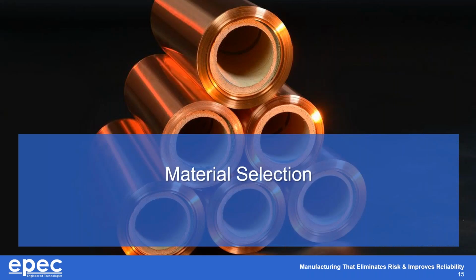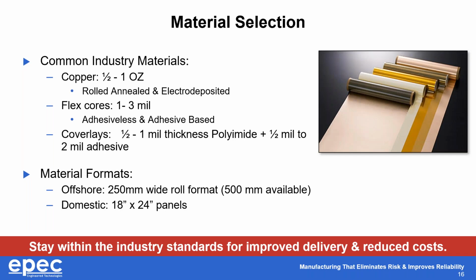So moving on into material selection. The vast majority of the industry runs on what we're identifying here as the common industry materials. So copper would be 1/2 ounce or 1 ounce in either a rolled annealed or an electrodeposited format. The flex cores will vary from 1 thou to 3 thou in thickness, and that can be either adhesiveless or adhesive-based flex cores. And the coverlays will vary in thickness from 1/2 mil to 1 mil of polyimide, with then either 1/2 mil or up to 2 mils worth of adhesive.